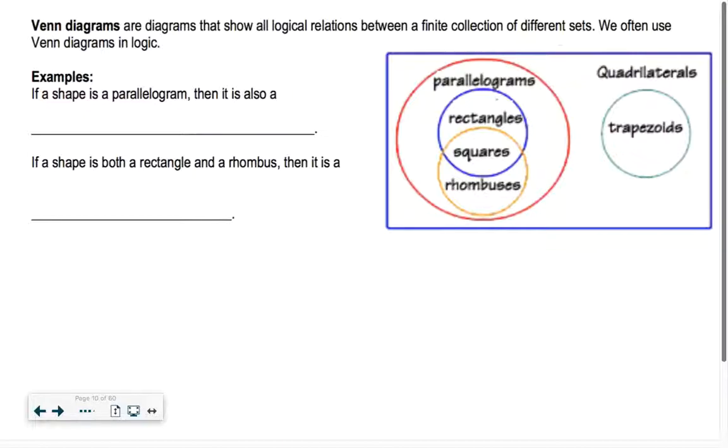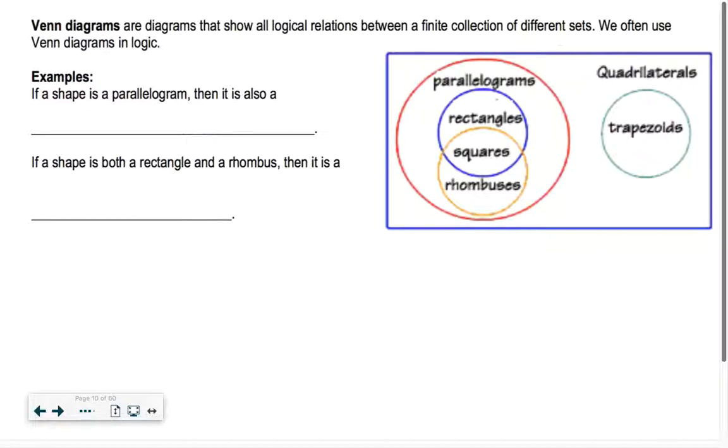All right, so Venn diagrams are diagrams that show all logical relations between a finite collection of different sets. We often use Venn diagrams in logic. So Mrs. Armato is really big on these Venn diagrams, so I added these into the notes. So here's a Venn diagram, and we'll talk about this Venn diagram later in the year. That has to do with quadrilaterals. Do you guys know what a quadrilateral is? Quad means four, so what do we think? A four-sided shape, exactly.